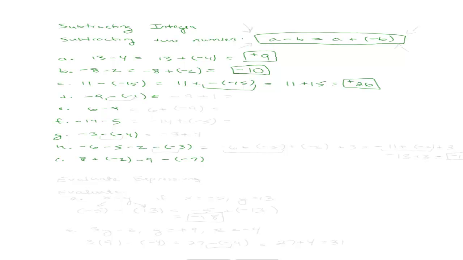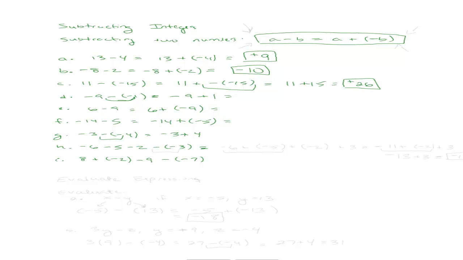So let me do a couple of these. Let me help you rewrite them, and then we'll worry about doing them. So this one we can rewrite because this right here is a double negative, and double negatives get rewritten as positives. So that's going to be negative 9 plus 1, and I'll let you find the final answer there. This one we're going to rewrite as 6 plus negative 9, and again I'll let you do the final answer. This one will be negative 14 plus negative 5. This one is a double negative, so we can rewrite this as negative 3 plus 4.